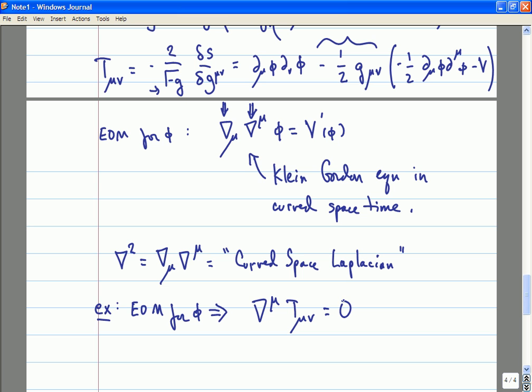So if you just started taking covariant derivatives of the stress tensor as I've written it up here, in general, it would not be conserved for an arbitrary scalar function phi. But if phi solves its equation of motion, which I've written down for you here, you can check, and I encourage you to do so. It's a nice little exercise that this stress tensor will be conserved. Any questions so far?